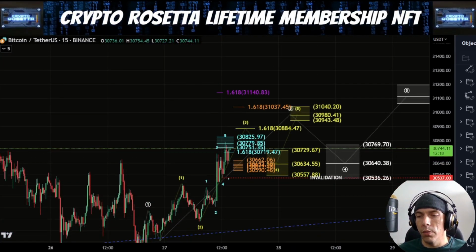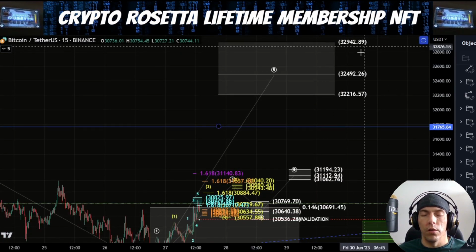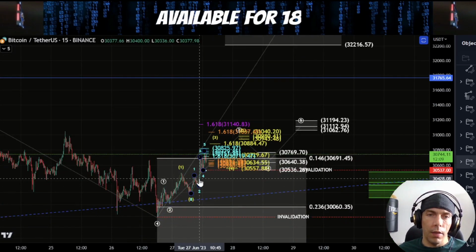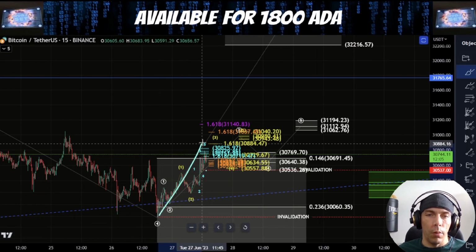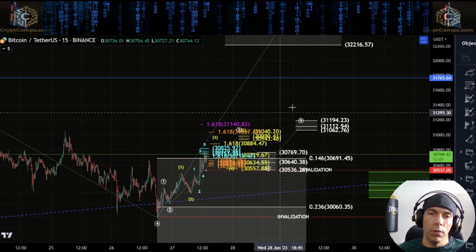Now, if we are looking for that possibility of a 5th wave here, what we could be looking for is, like I said previously, looking for that potential of having this move up towards this 32,942 to this 32,216. So this would be looking at this actually extending directly out here without having that bigger pullback where we look at this as a 1, 2. So this would be looking for this to just continue to extend out.